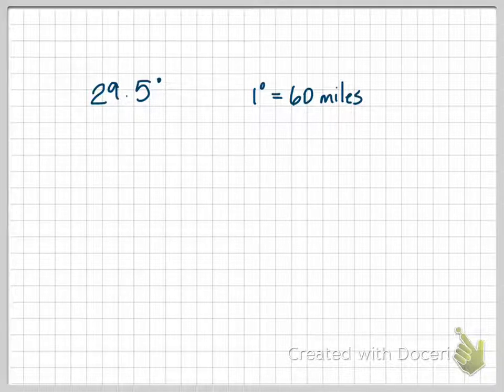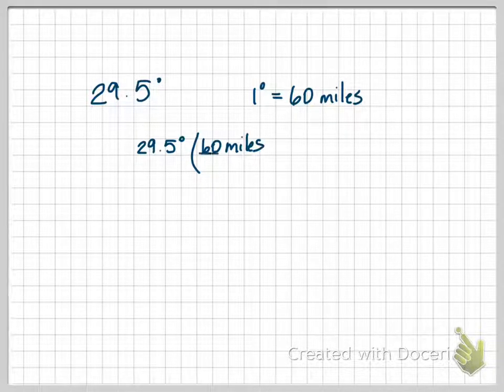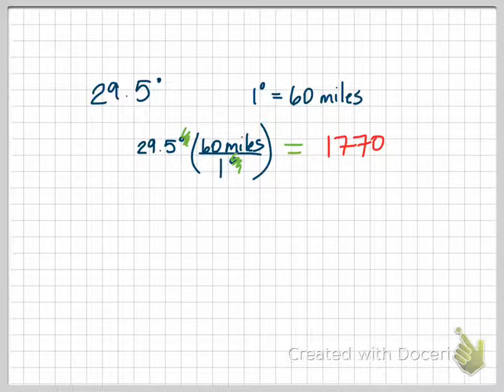So what we would do is say 29.5 degrees times 60 miles for every 1 degree. So when we multiply, the degrees are going to cancel out. These units cancel in the top and the bottom. This goes away, and what we're left with is 29.5 times 60. So Hurricane Jose has traveled 1,770 miles.